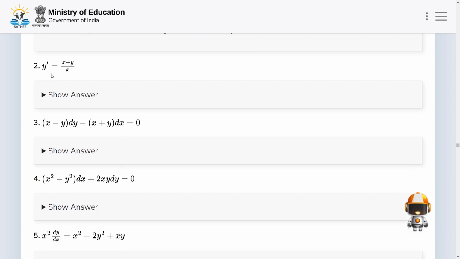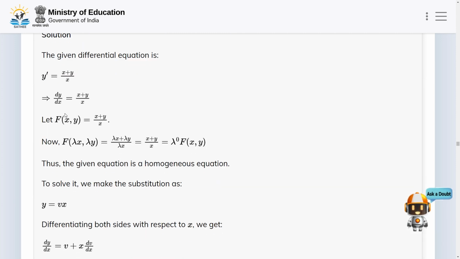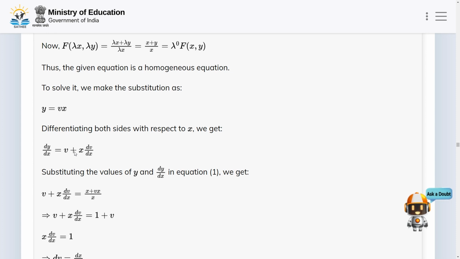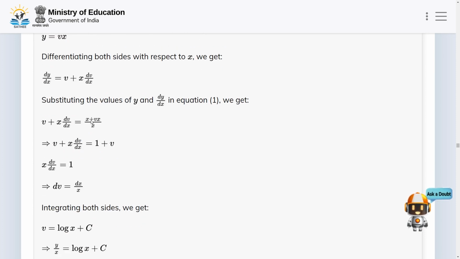Now second question, y prime is equal to x plus y divided by x. So dy by dx is already given. If you want to substitute, you substitute lambda x, lambda y. You will have lambda 0 multiplied by f of x y, homogeneous equation. Now make your substitution, y is equal to vx. This gives you dy by dx is equal to v plus x dv by dx. Replace them. You will get v plus x dv by dx is equal to x plus vx divided by x. x can be cancelled out. You will have 1 plus v, just 1 plus v.